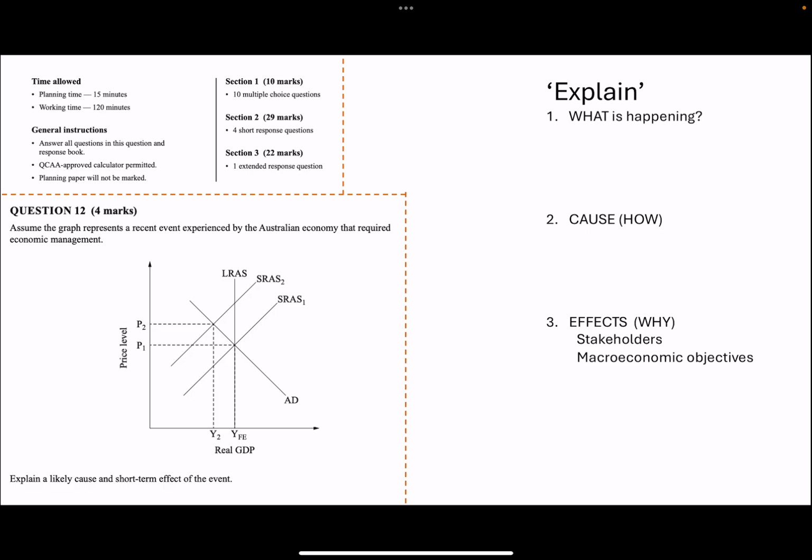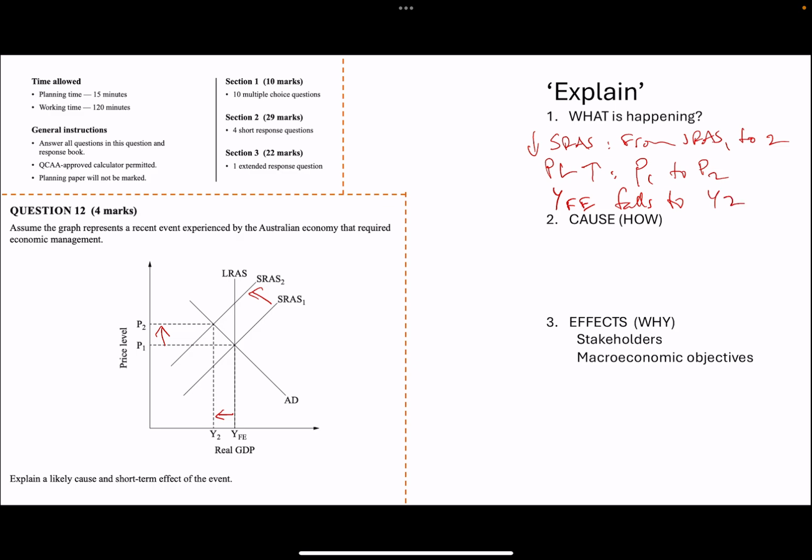What is happening? We're seeing a decrease in SRAS from SRAS 1 to 2. Consequently, as we see that decrease in SRAS, we see PL rise, price level rise. PL increases from P1 to P2. And also, income goes from YFE and it falls to Y2. So that's what's happening.